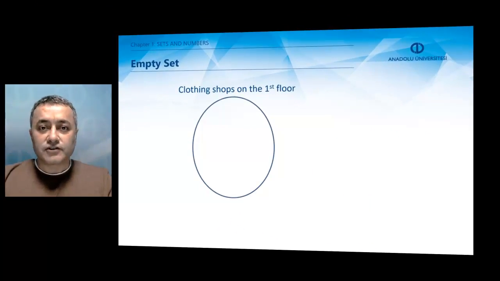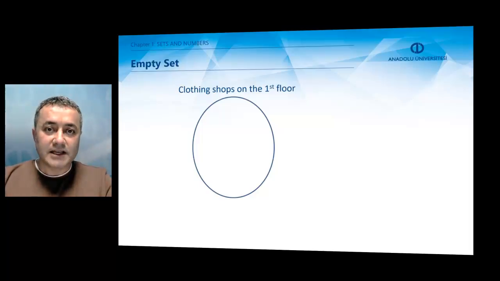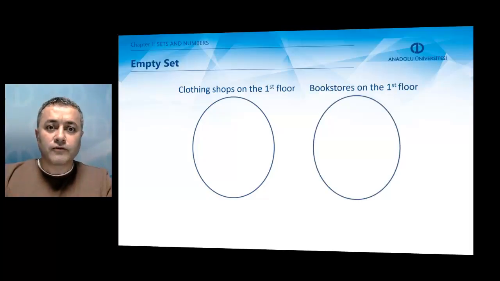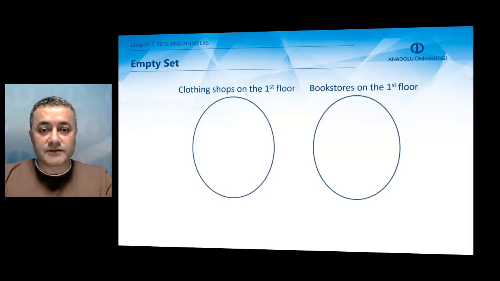Now, let's say we are trying to find clothing shops on the first floor, and we realize that there are no shops on the first floor. So, the set of shops on the first floor is an empty set. Also, we are looking for bookstores on the first floor. We realize that there are no bookstores on the first floor. So, it's also an empty set. How many empty sets do we have? Actually, 1. We denote all empty sets by the same symbol, which is given by a vertical line on 0.